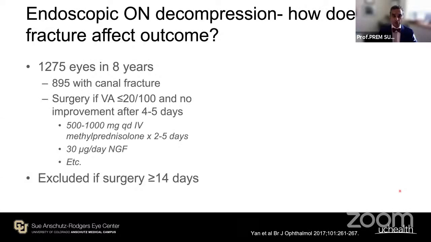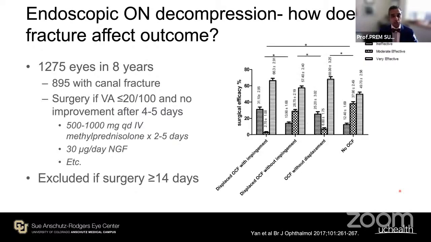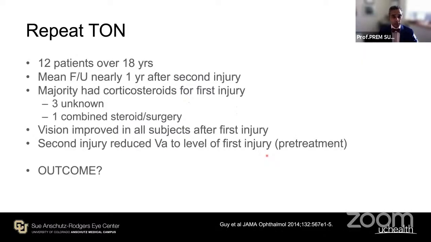In a much larger series looking at patients with endoscopic decompression, the majority of whom had a canal fracture, they were given surgery if they didn't respond to medical therapy, as shown here. Those patients who had a canal fracture had a worse vision to begin with, but after surgery, all of them seemed to improve. But again, they had been treated with steroid first, and amongst the groups, there did not seem to be any difference in the likelihood of improvement with surgery, regardless of whether they had an optic canal fracture to begin with or not.